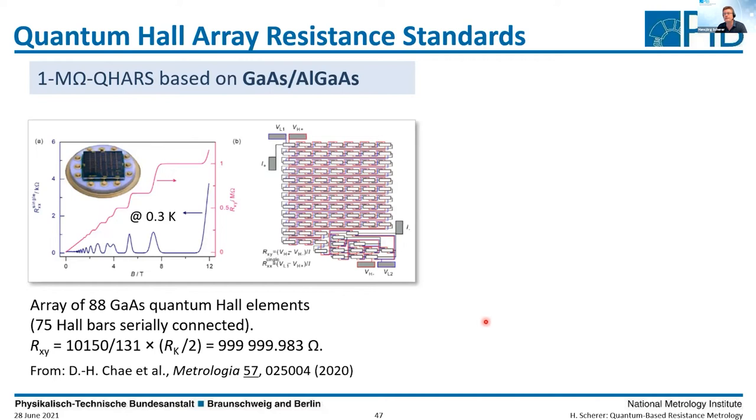The first thing is to say a few words about these quantum Hall array resistance standards. You see an example here. This is a 1 mega ohm quantum Hall effect array based on gallium arsenide, comprising 88 gallium arsenide Hall bars, 75 of which are serially connected, together with a subset that is in part connected in parallel. And if you do this correctly, this can yield a resistance value that is very close to 1 mega ohm. This is the device that was fabricated and investigated by our colleagues in Korea.